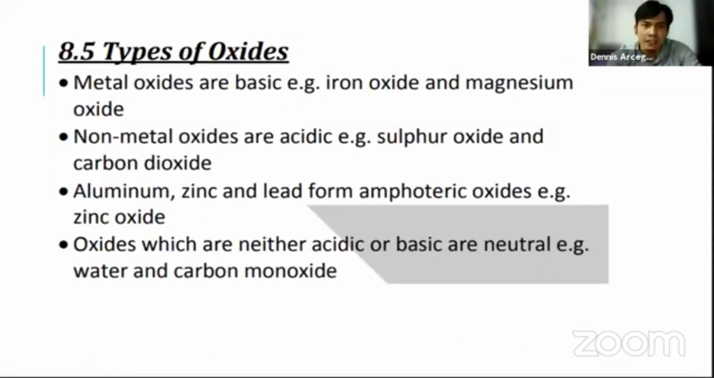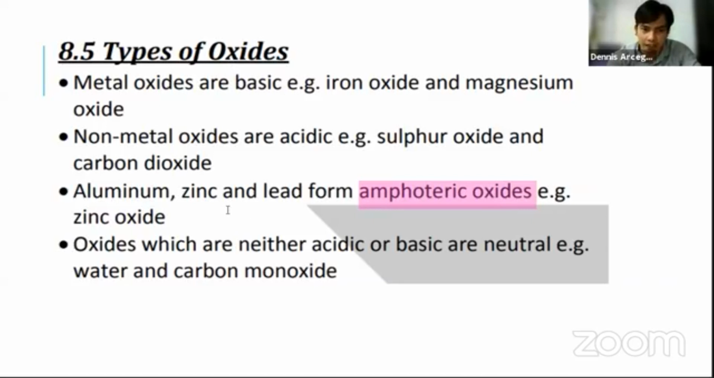So, types of oxides. Metal oxides are basic oxides. Okay, example, iron oxide, magnesium oxide, sodium oxide. So those are basic oxides. Non-metal oxides are usually acidic oxides, like sulfur oxide and carbon dioxide. But there are substances which are amphoteric oxides.